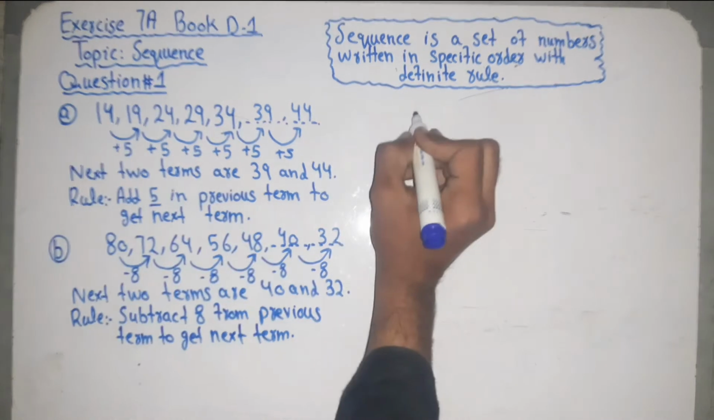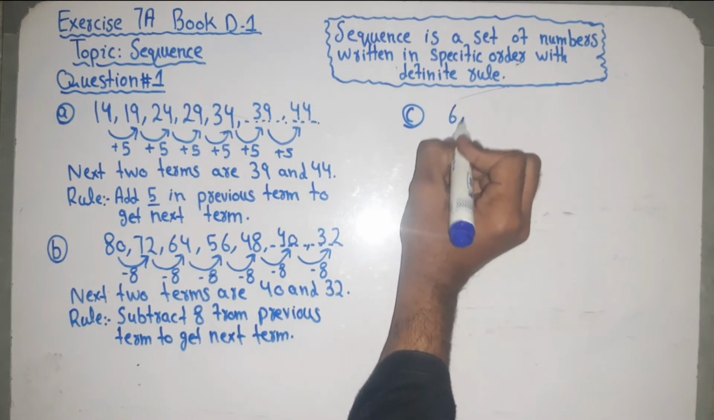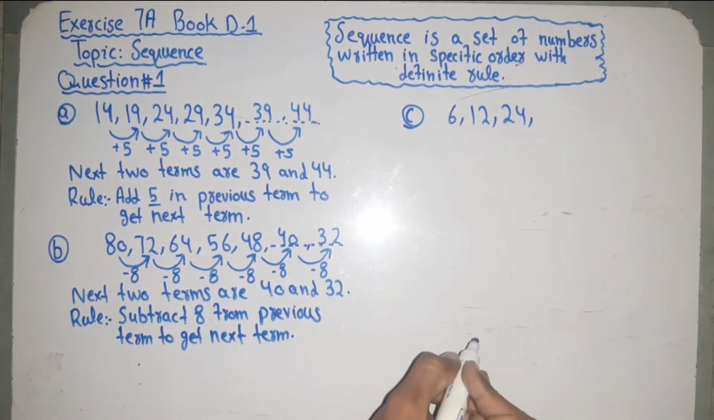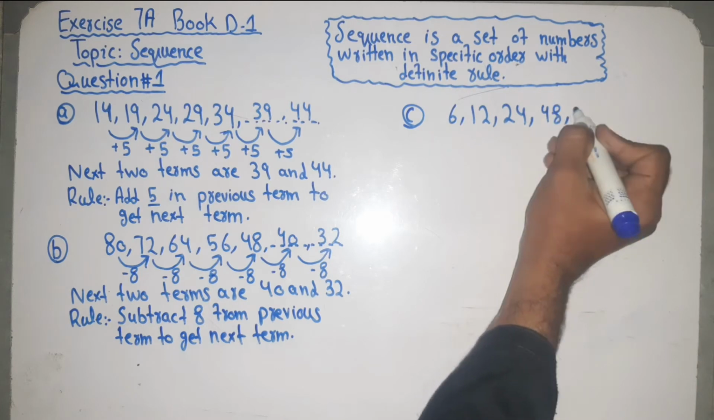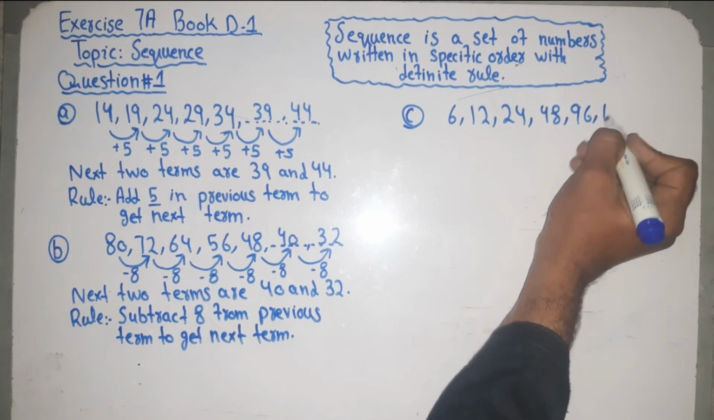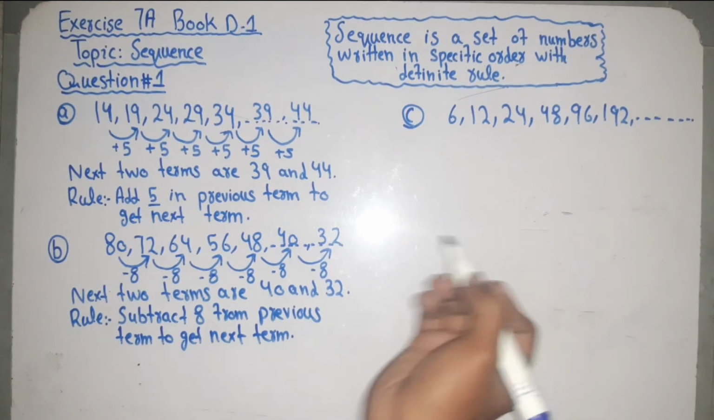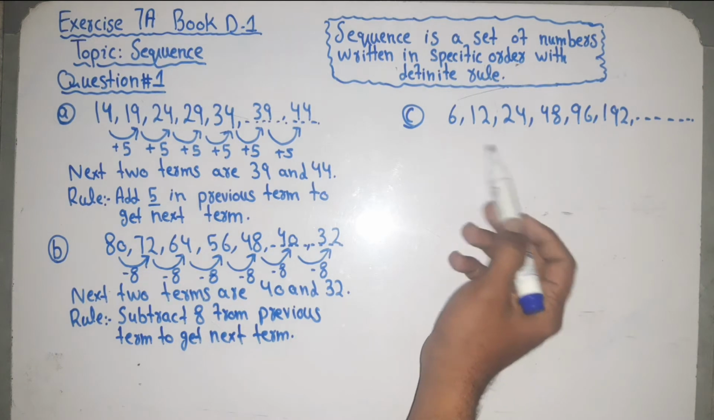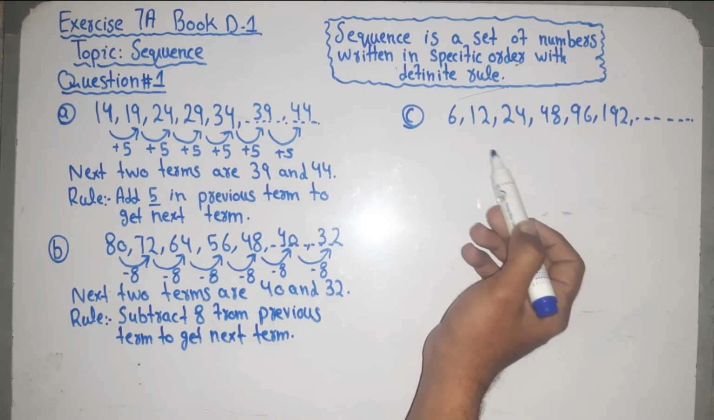In part C we have 6, 12, 24 and then 48, 96 and 192, and then so on. Okay, so first of all, we have to check whether this sequence is increasing or decreasing. So obviously the sequence is increasing.